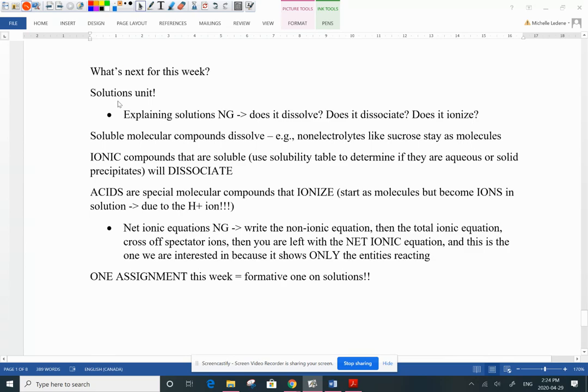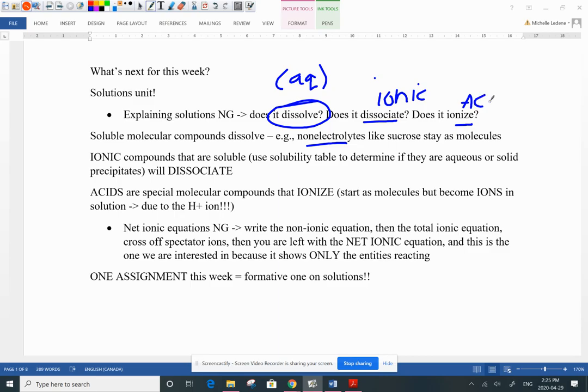Okay, so just an FYI, this week we're doing more on the solutions unit. You're going to see me talking about, does it dissolve? So non-electrolytes will dissolve. They will become aqueous but stay as molecules. Ionic compounds are going to dissociate. They are going to become ions in solution. Why? Because they're made of ions in the first place. Or does it ionize? Is it an acid? Does it make ions? Does it start as a molecule? And then does it become ions in solution?